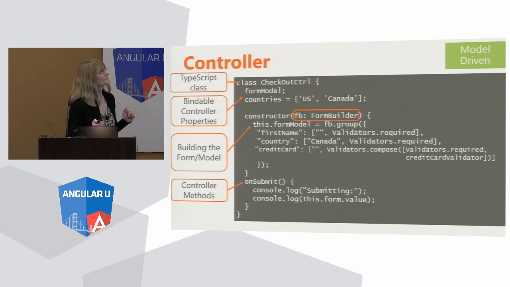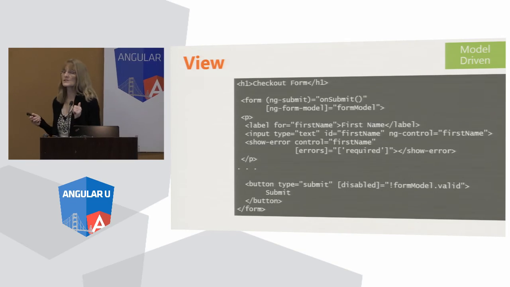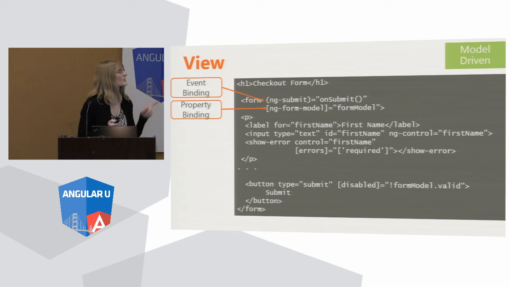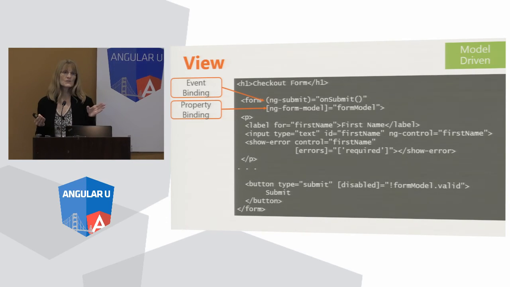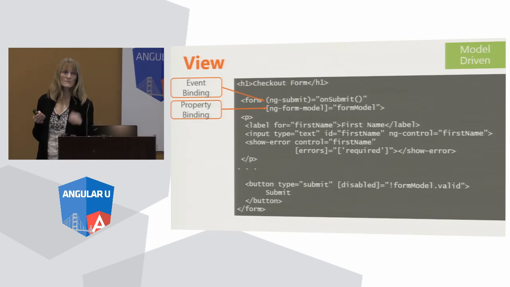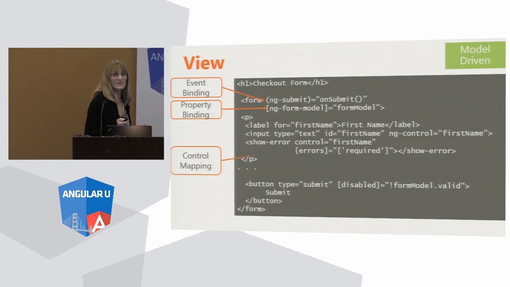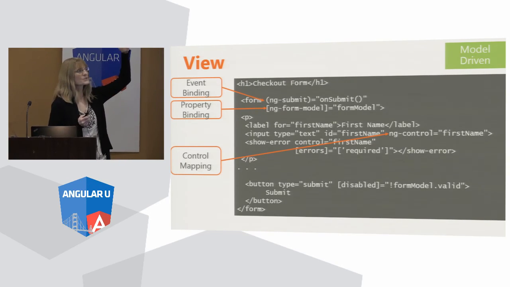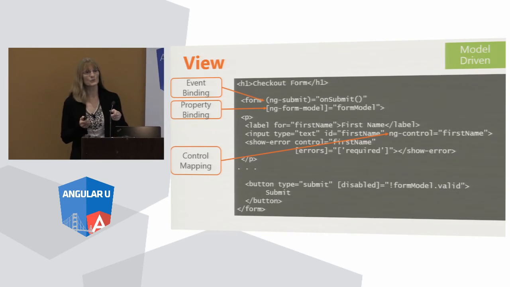Okay, so moving on. How is our view different if we're going to use this model-driven approach? We would still have the event binding for that submit button, but here we're going to have property binding on the form as a whole. So we're binding to something called ngFormModel, our form model. If you notice the input box, there is no binding there, because we're binding the form, so we don't have to bind any of the individual controls. All we're doing is control mapping.